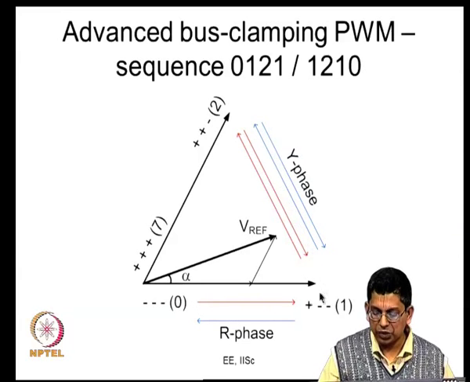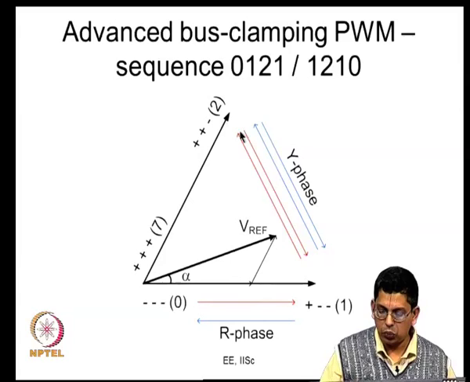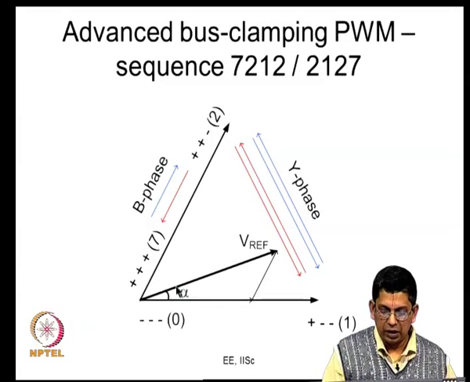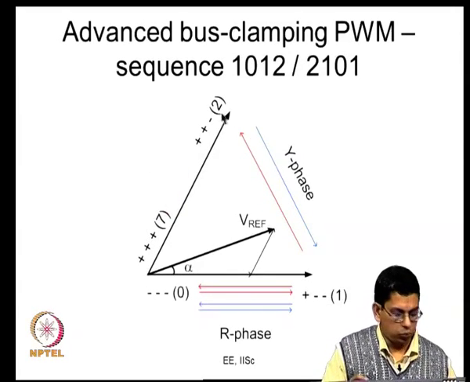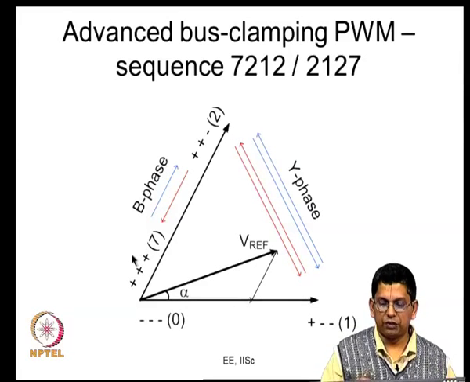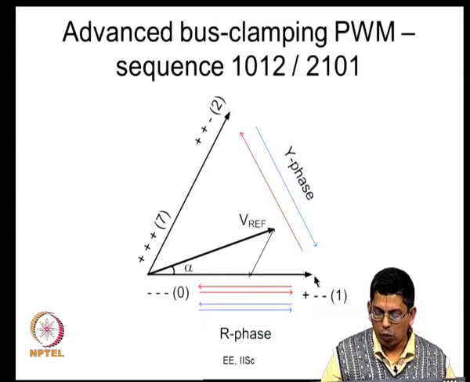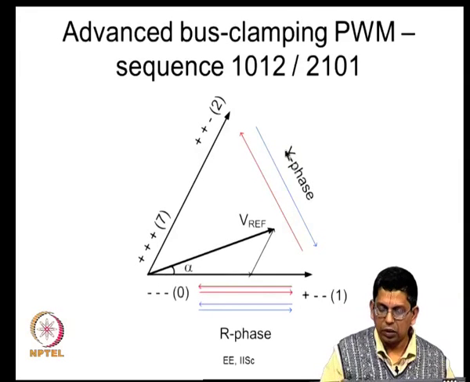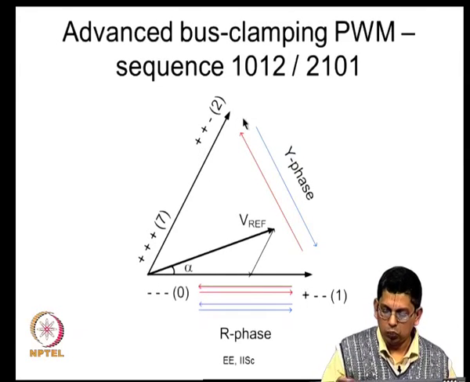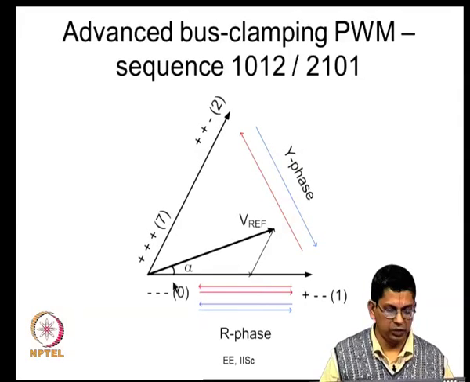So, 0 1 2 1, I am just trying to represent it here, 0 1 2 1, 1 2 1 0. Similarly, 7 2 1 2, I am sorry, 2 1 2 7, this is the other sequence for advanced bus clamping, and this is 1 0 1 2. You start from 1, go to 0, come back to 1 and go to 2. Similarly, 2 1 0 1, these are sequences.